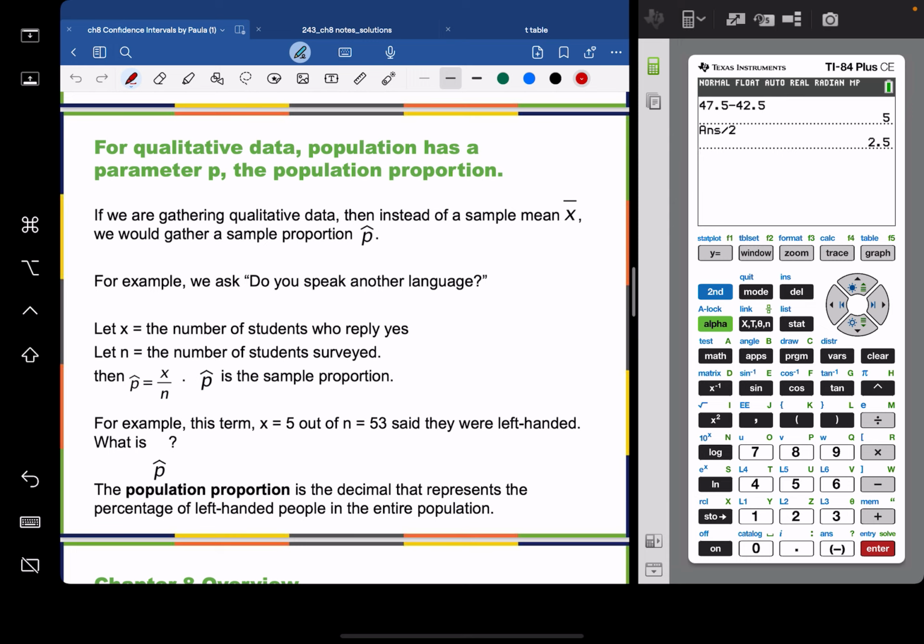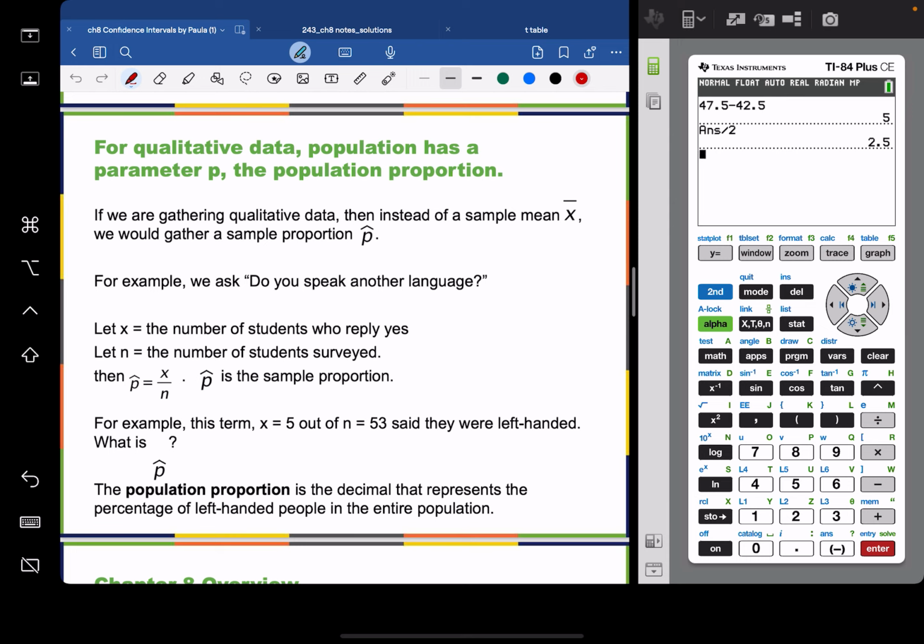So this is for slides 26 to 29 in chapter 8 for qualitative data. So if I was asking you what your major is or what your opinion is on a certain social issue, that would be qualitative instead of quantitative data. So we can't really have a sample mean anymore, but we can have a population proportion.